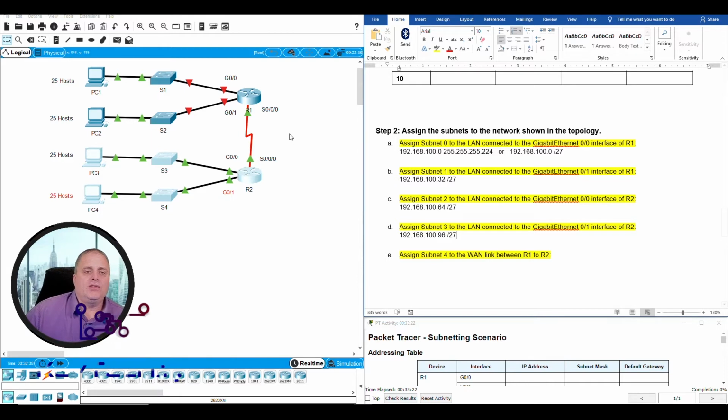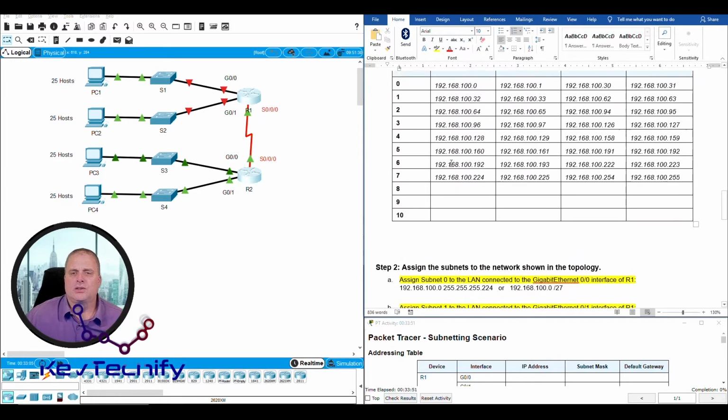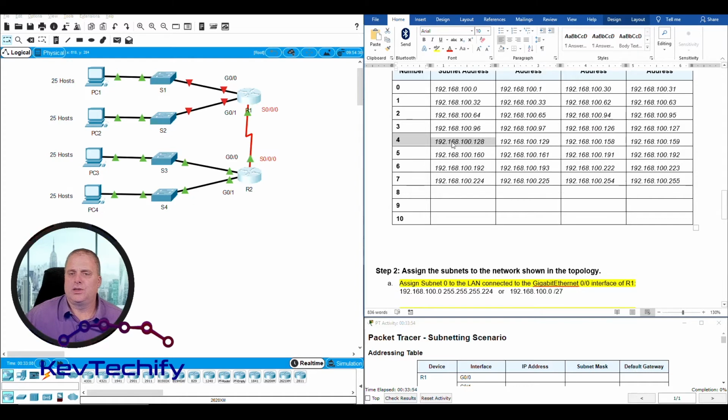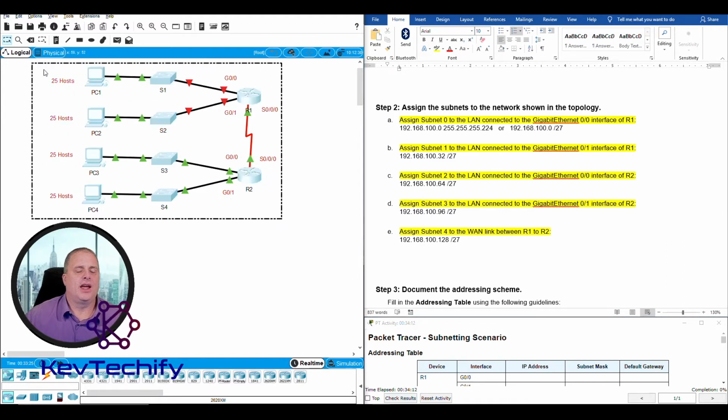And then for the fifth network we have, once again, remember, we do have a fifth network here. Assign subnet 4, our fifth network, to the WAN link between R1 and R2. We are looking at this connection, the serial connections between R1 and R2 at this point in time. Subnet number 4 starts off with 192.168.100. Scroll to our chart. Here's subnet 4, our fifth one, 192.168.100.128. And then once again, same subnet mask, it's a /27. There we go. We have assigned network addresses to all of these 5 networks in our topology.